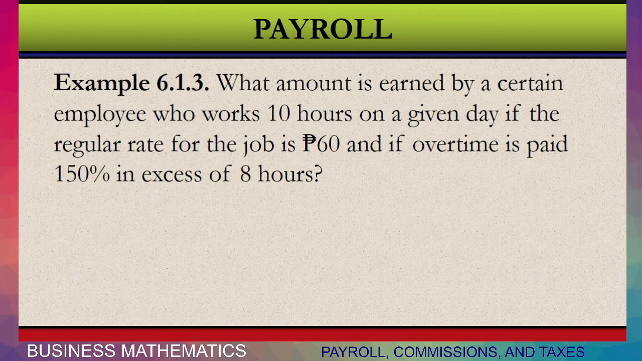So, ibig sabihin, yung pinaka-maximum number of hours sa regular pay will be 8 hours. So, yun yung regular hours per day doon sa trabaho ng isang employee natin. Ibig sabihin, yung tinrabaho niyang 2 hours na extra will be our overtime. Kukuha natin yung 150% ng ating hourly rate na 60 pesos, then itatimes natin siya doon sa overtime niya, which is yung 2 hours. So, ipakita natin yung solution niya.